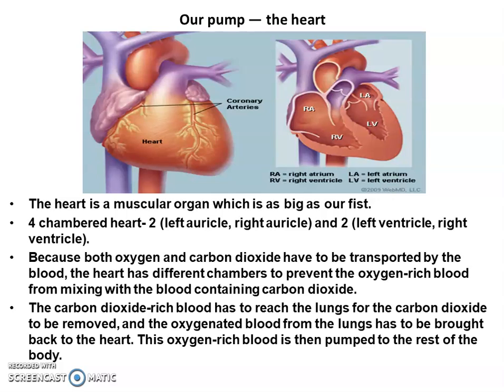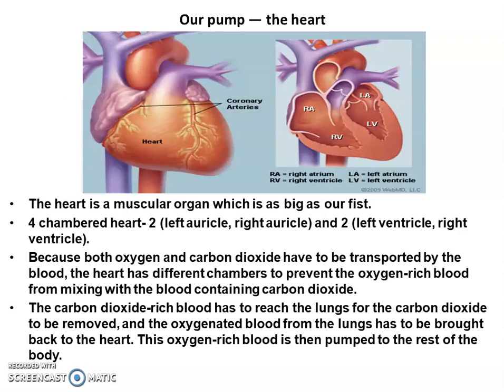And the left side of your heart will always receive oxygenated blood, and the right side of your heart will always receive carbon dioxide rich blood. And we learned how the chambers are preventing the mixing of oxygenated and deoxygenated blood, and we saw from where the carbon dioxide rich blood reaches the heart and from where the oxygen rich blood is reaching the heart.